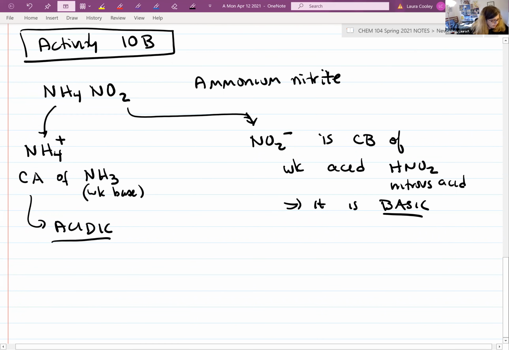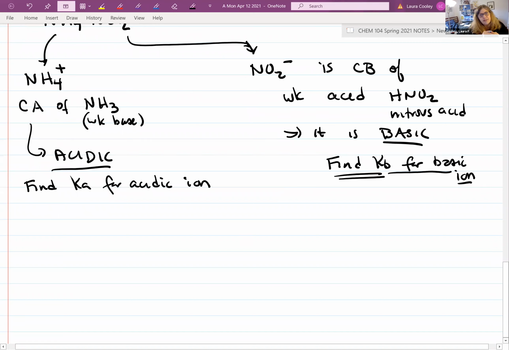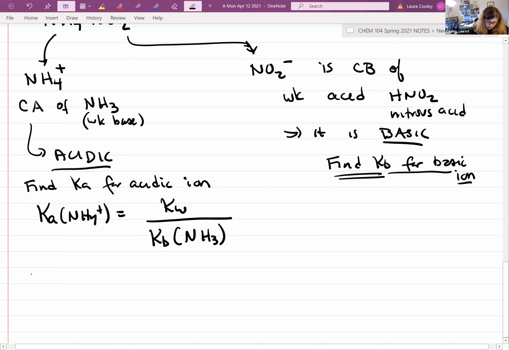What you would do in these cases is find the Kb for this basic ion, and you'll also find the Ka for the acidic ion. Remember, last time I showed you that you're not necessarily going to find these values on a table of acid or base dissociation constants. Instead, you have to calculate these from the Ka or Kb of the corresponding acid or base and Kw. So Ka here for NH4 plus is actually Kw over Kb for ammonia. In general, Ka for the conjugate acid of a weak base is Kw over Kb for that base.